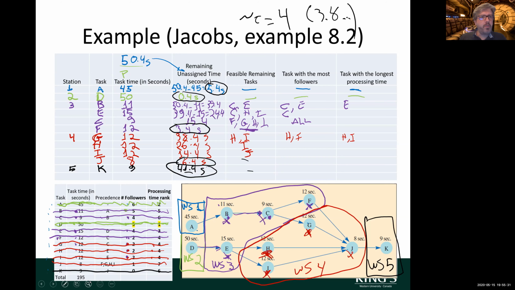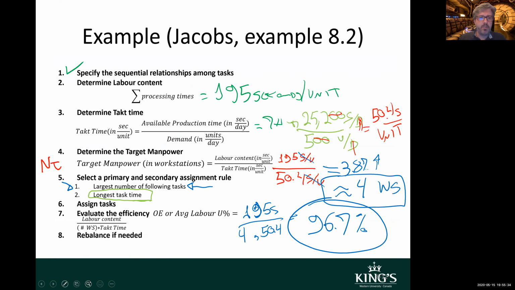So can we now calculate our efficiency? Let's calculate our efficiency. So what is our efficiency? The same 195 seconds that we had before. How many workstations are there? We have 5 workstations, and my cycle time, which is at this moment my takt time right now, is 50.4. So my efficiency, or my average labor utilization, is therefore around 77%.